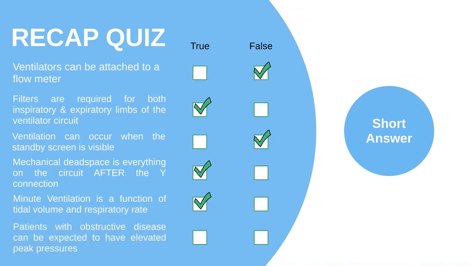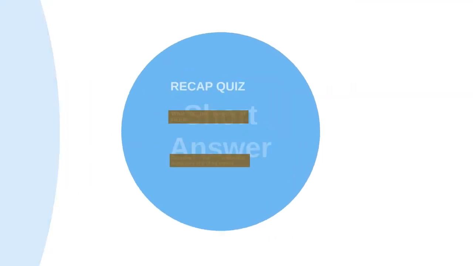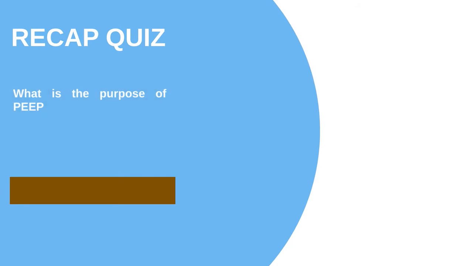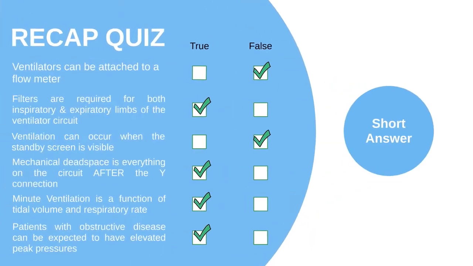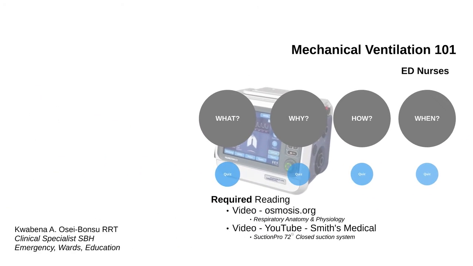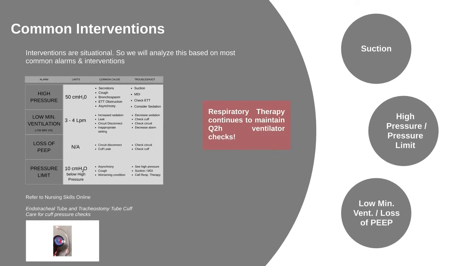Patients with obstructive disease can be expected to have elevated peak pressures. That is true. And the quick short answer: what is the purpose of PEEP? To improve your functional residual capacity. And calculate the anatomical dead space of a 70-kilogram patient. Remember, we're using 2.2 mLs per kilo, 154 mLs.